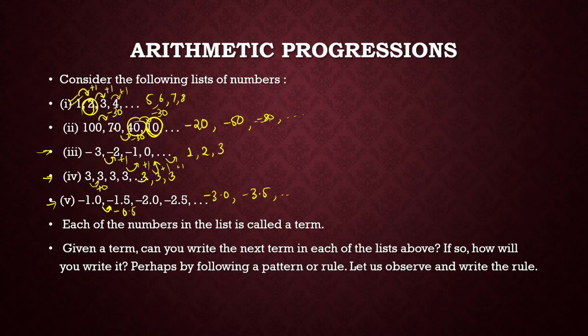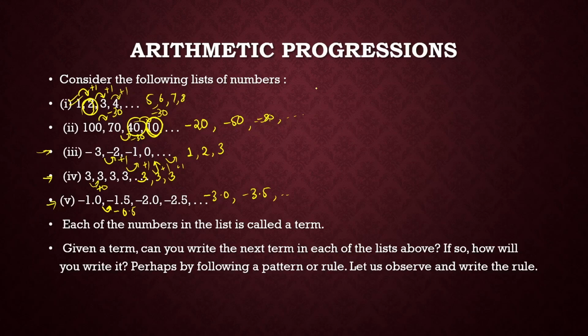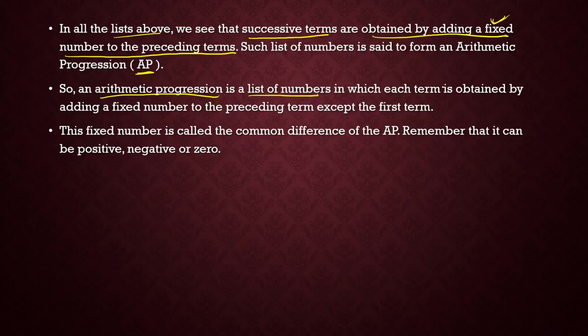So these fixed numbers that I'm adding can be positive, negative, or 0. There's no condition on the fixed number, but the number you're going to add or subtract must remain fixed. You need to note down that it is fixed. So this is AP, an arithmetic progression. So what is an arithmetic progression? It is a list of numbers. So this itself is your AP. These were basically your 5 examples for AP.